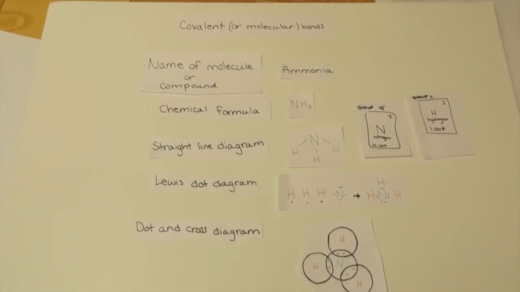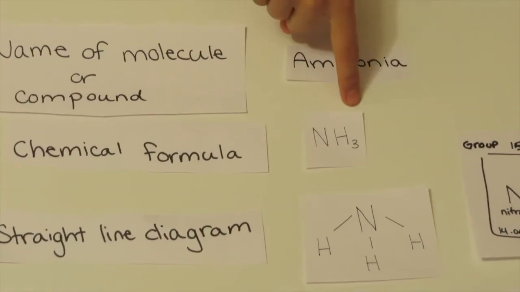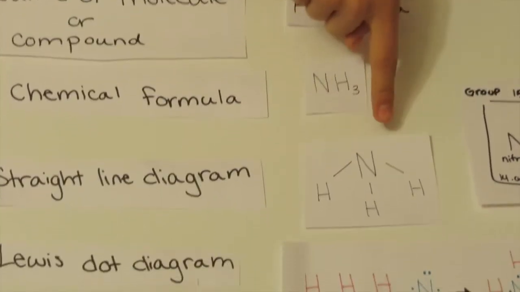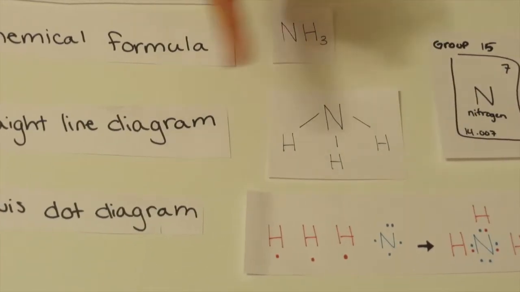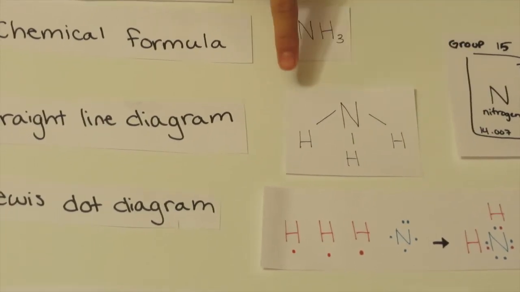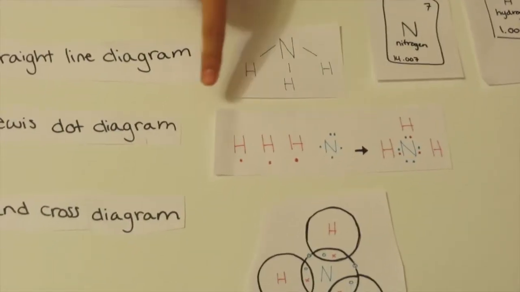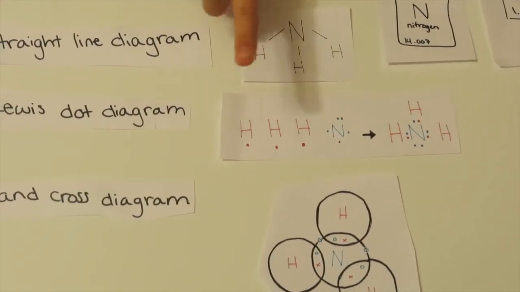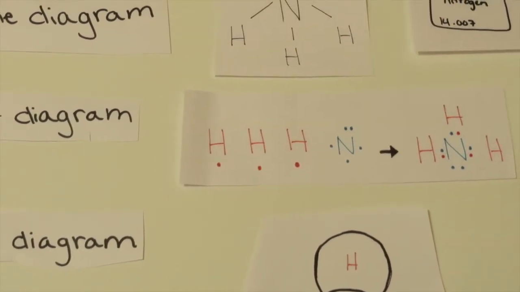One last quick example is ammonia, the chemical formula being NH3, and the straight line diagram being 1 nitrogen and 3 hydrogens. Each line again represents 2 electrons, but together you can see that they share 6 electrons. This is better represented in the Lewis dot diagram. Each hydrogen has 1 electron, and the nitrogen, as you can see here, has 5.